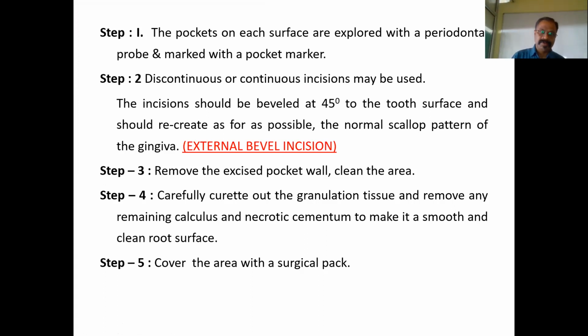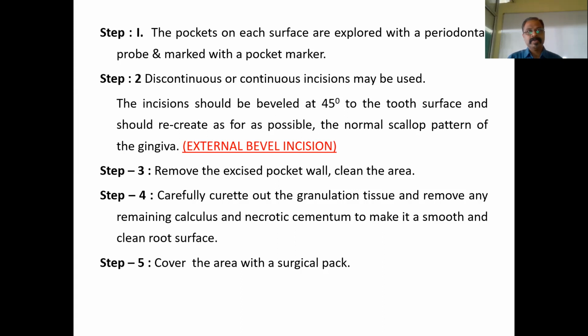So what you're going to do is check the pockets in each area with a periodontal probe, or if you have a Crane-Kaplan pocket marker. Once you create bleeding points, again, you can use continuous or discontinuous incisions. The incision should be beveled at a 45-degree angulation, and this incision is called an external bevel incision. Along with that, you can use either a Kirkland gingivectomy knife, or Orban's interdental gingivectomy knife to release the interproximal attachment.